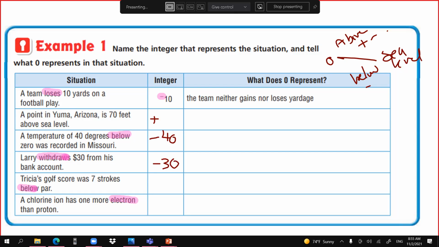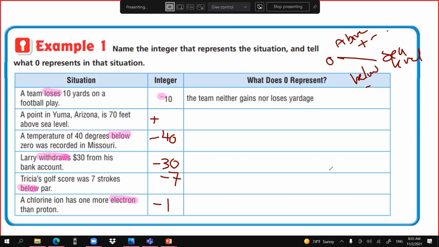Now, Teresia's golf score was 7 strokes below par. If you see the word below, what does it mean? It's negative. It will be negative 7. Bravo. A chlorine ion has one more electron than a proton. As you know, negative 1. Thank you. So what about number 2? Positive 70.